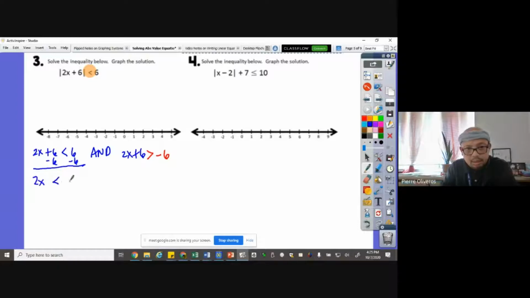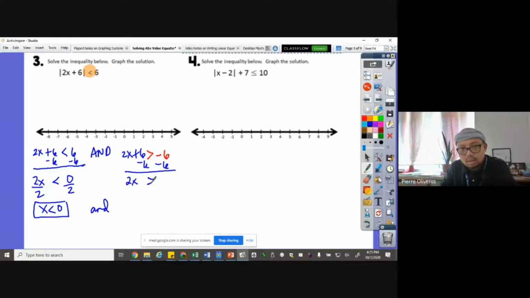2x greater than 0, divided by 2, x is less than 0. And minus 6, minus 6: 2x greater than negative 12, divided by 2, x is greater than negative 6. So when you graph that one, for x less than 0, the 0 is open, going to the left. Next is negative 6, right here, open also, going to the right.